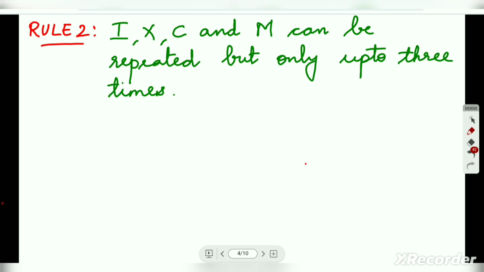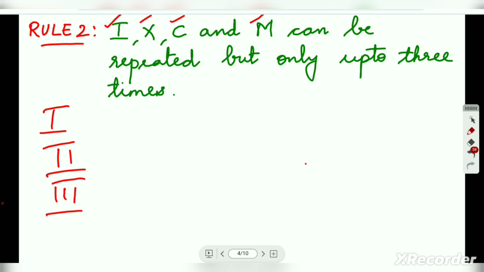So what does this mean? We have learned the symbols. In those symbols, I, X, C and M can be repeated. When you form numbers, it can be repeated, but it can be repeated only 3 times. For example, I is 1. If I add one more I, it becomes 2. If I add one more I, it becomes 3. Can I add one more I? Will it become 4? No. So this is against the rule.